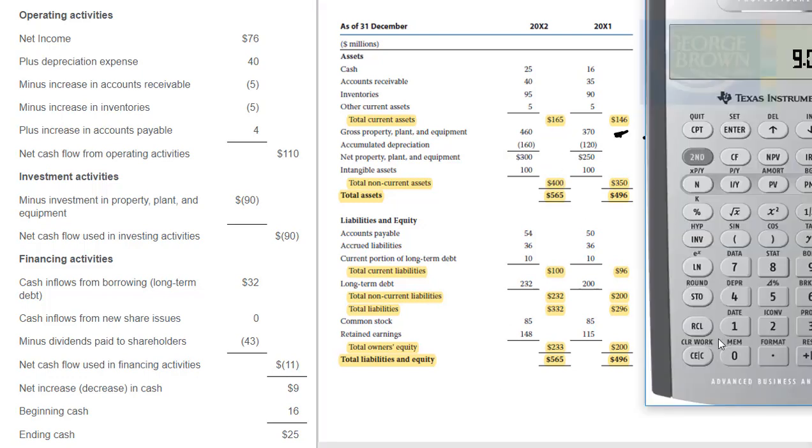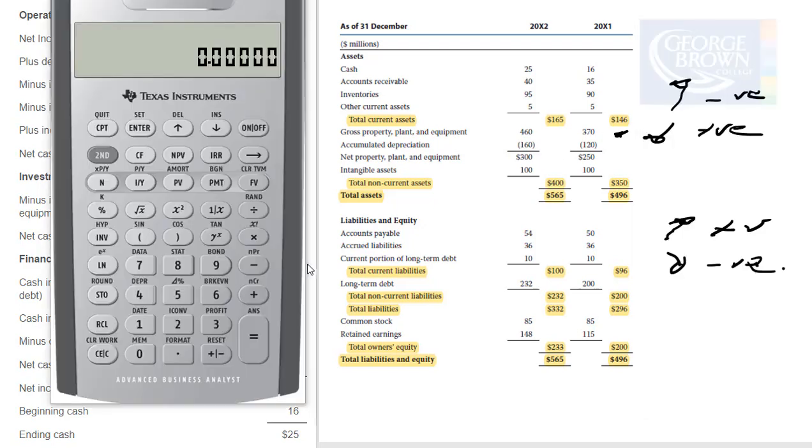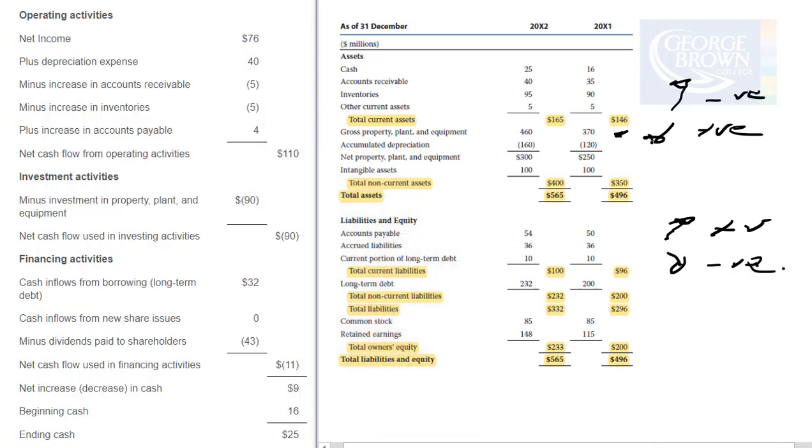So if I just bring up the calculator here and move it into appropriate space, just one second. Okay, we can see plant, property, and equipment on the gross, 460 in 20x2 minus 370. And that is a change of 90. So we can see our PP&E grew by 90. So that's, of course, a use of cash. It was an investment activity of 90. So that's an easy one to understand, okay?